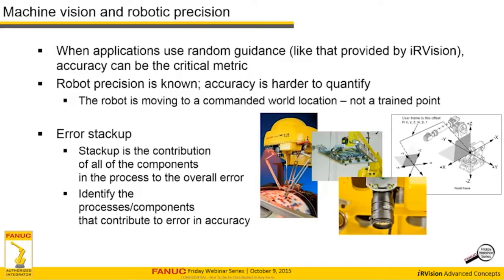However, accuracy is much harder to quantify. The accuracy of a robot is whether or not the robot goes where it's commanded when it's moved to a commanded world location, and not just a trained point. Precision, or repeatability, reproducibility, is when we train a point and the robot goes back to that point extremely well every time. But where is that point in the world? If we move the robot to a commanded world location, such as might be provided by iRVision, that accuracy, while it may be very suitable for our application, is just simply harder to quantify.